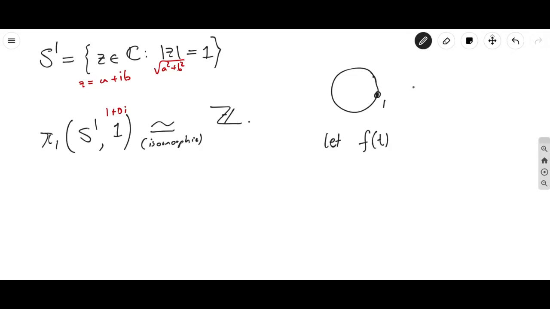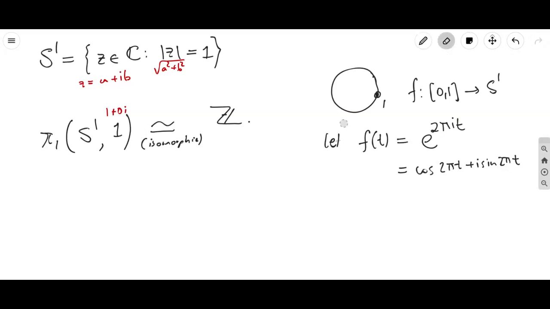Let f of t be a map from [0, 1] into the circle. We're going to use Euler's formula here. So it's e to the 2 pi i t. This is a complex number, and as t ranges from 0 to 1, the absolute value of this number is 1. So you go counterclockwise around the circle. By Euler's formula, this is cosine 2 pi t plus i sine 2 pi t. This is the parametrization of that loop that goes around one time.